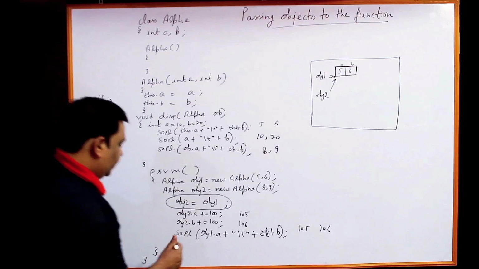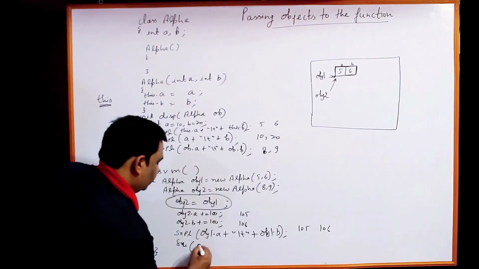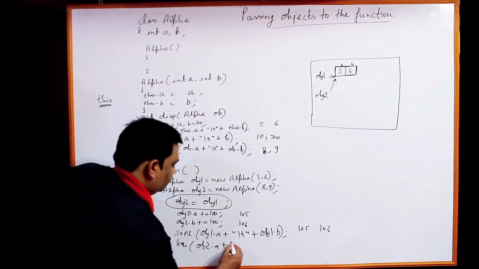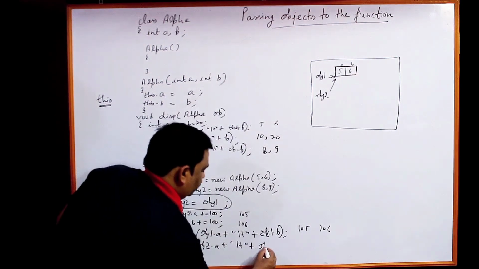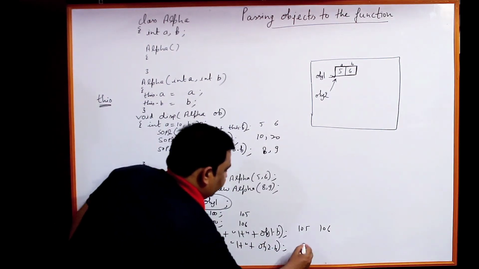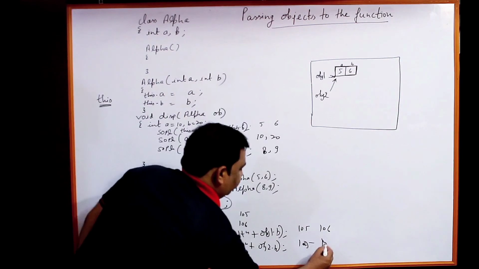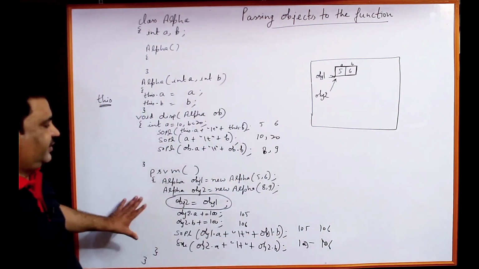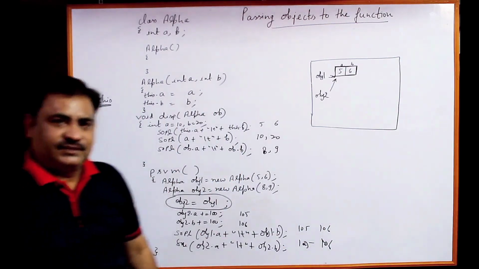Same way, if you print the value with the help of obj2, it will print the same value, 105 and 106. That's all.